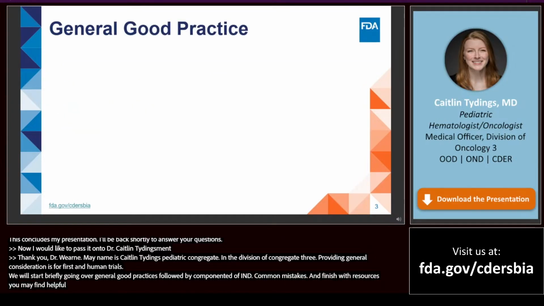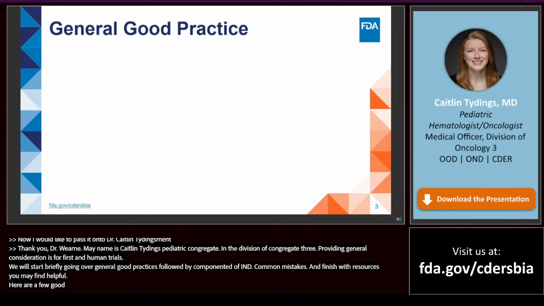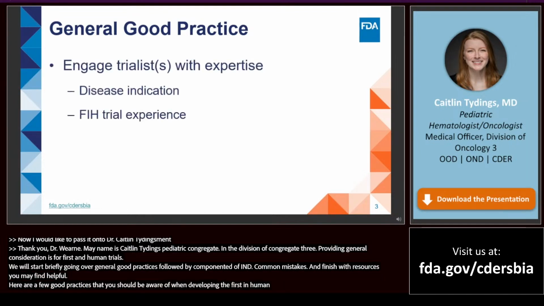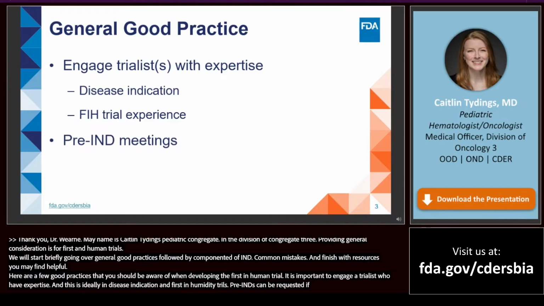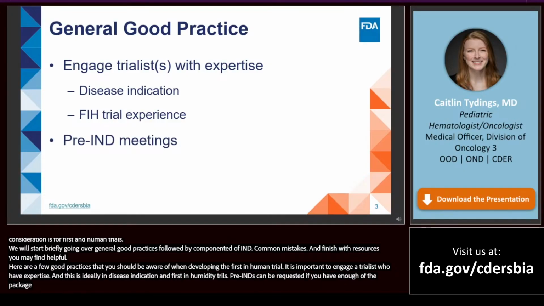Here are a few good practices that one should be aware of when developing a first-in-human trial. It is very important to engage a trialist or trialists who have expertise, and this is ideally in both the disease indication as well as with first-in-human trials. Next, pre-INDs can be requested to discuss if you have enough of the package to submit an IND, and this may help streamline the IND review process.